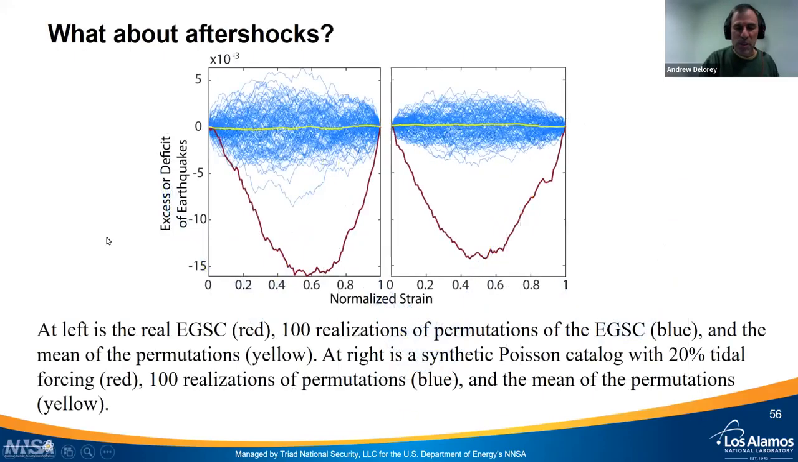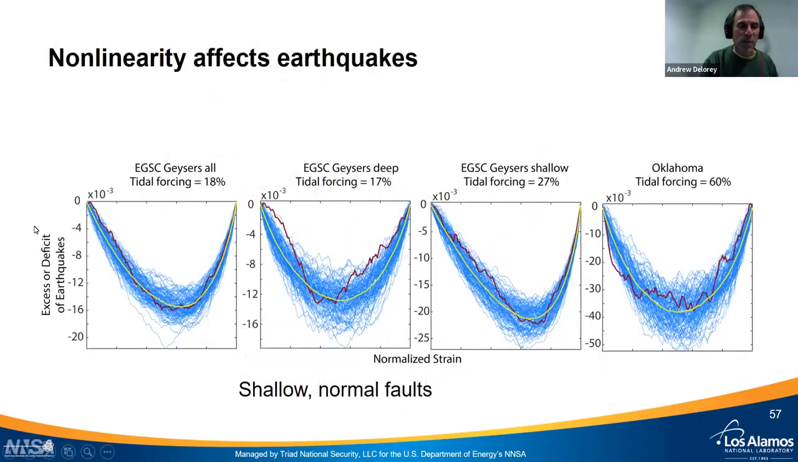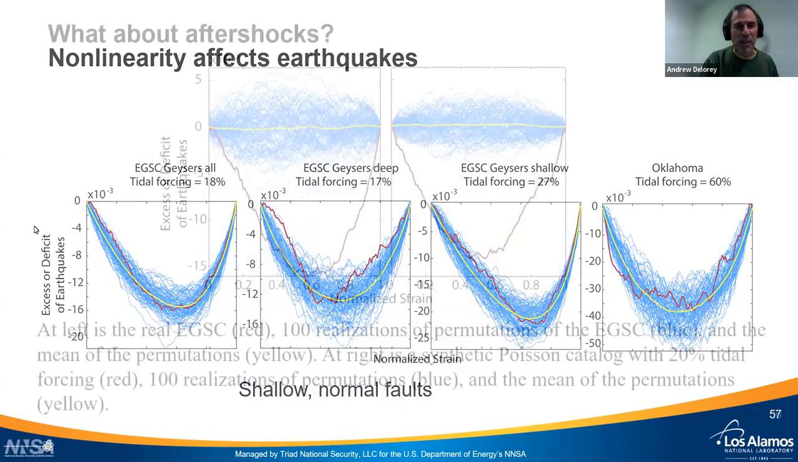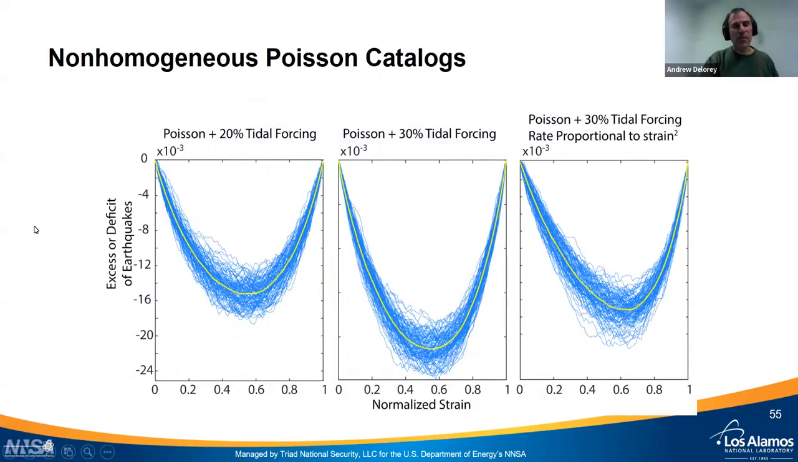If it was above instead of below, then there'd be, sorry, I'm hitting some keys that I'm not intending to hit. If this curve went up instead of down, there'd be a surplus of earthquakes at lower strains.